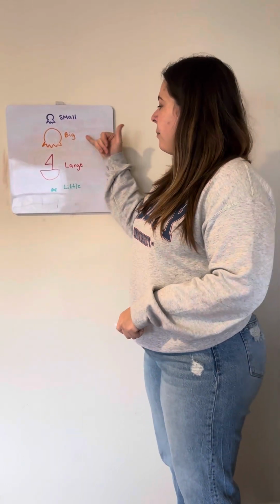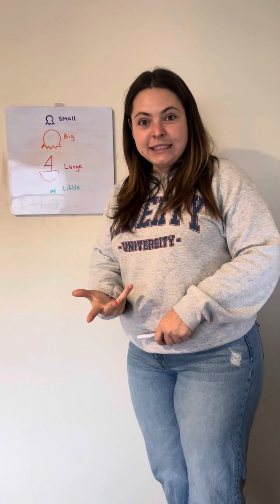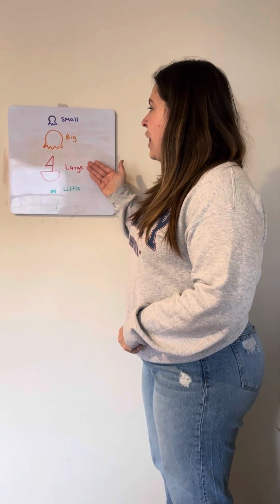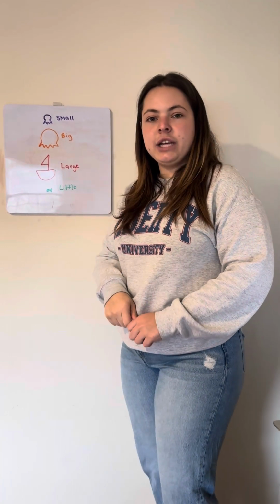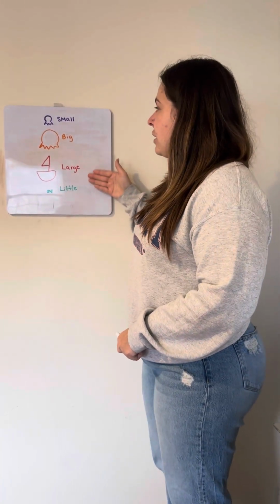Now let's talk about big and large. They have the same meaning. So again, you could say the large orange shell or the big red ship. So these are called synonyms.